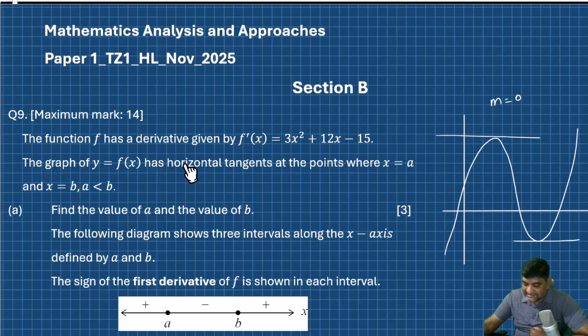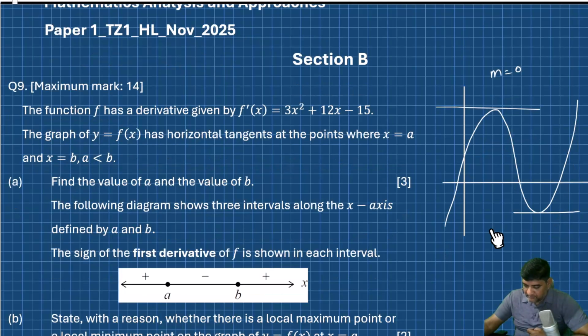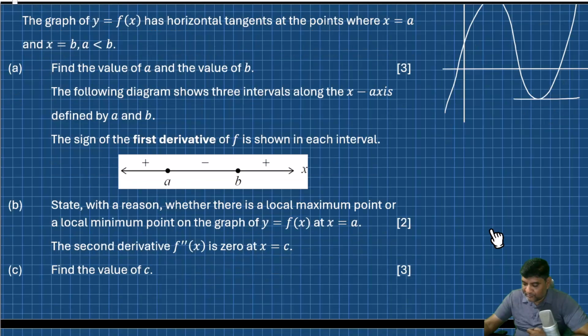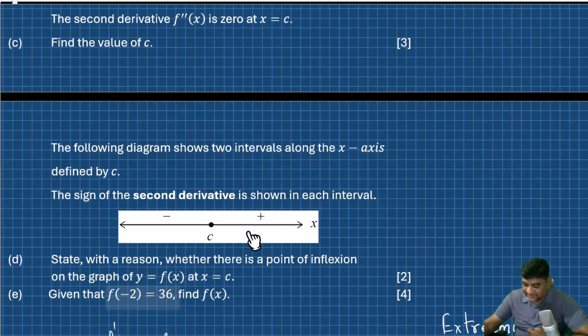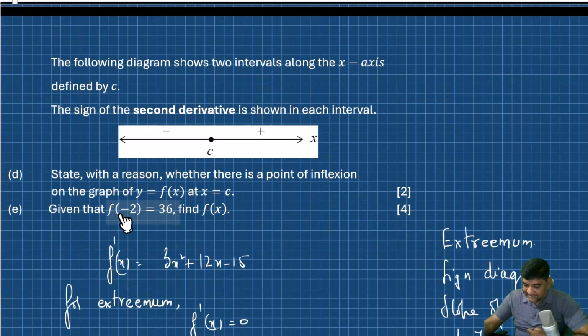And when he says that the tangents are horizontal to the x-axis, he's basically saying that the slope at these points are equal to 0, which basically means dy by dx is equal to 0. So I'm going to quickly take that question, part A, and then try to solve it. The entire question is dependent on that, finding the local maxima, local minima, and then finding the point of inflection. He has given us a sign diagram for the second derivative also. And then he gives us a condition through which we can actually find the equation itself.